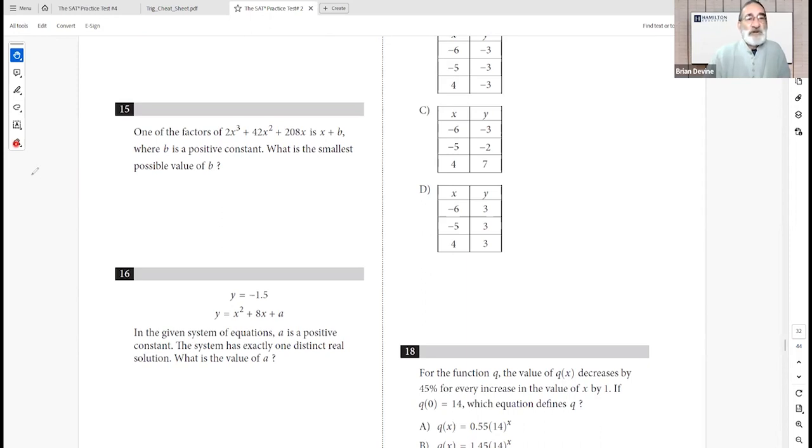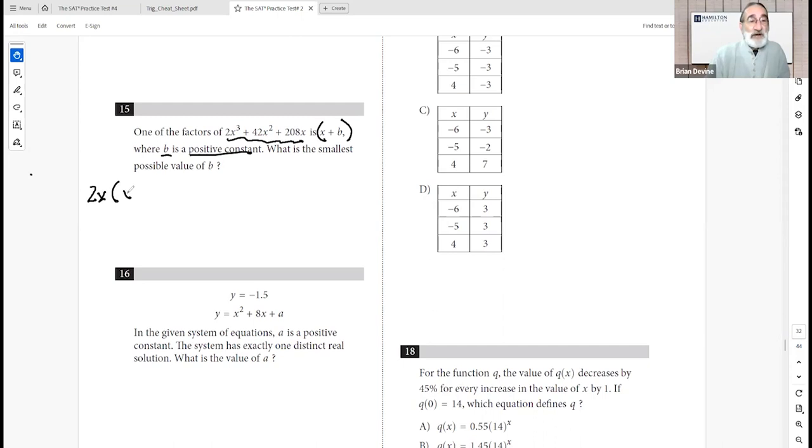Number 15. In number 15, we're given a big, ugly polynomial. And we're told that x plus b is a factor, and b is a positive constant. What is the smallest possible value of b? Well, if I look at that thing, I would like to be able to factor it, because if x plus b is a factor, then I should be able to identify that once I do that. And I note that every coefficient has a factor of 2, and every coefficient has a factor of x. So I can pull out 2x from every term.